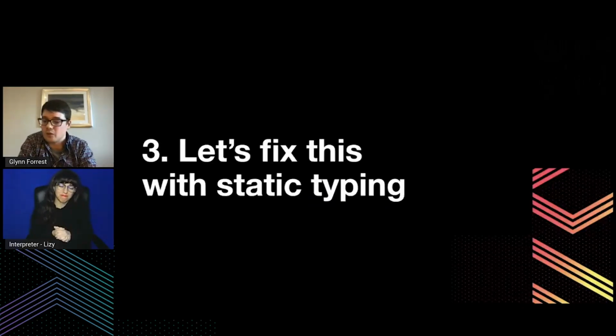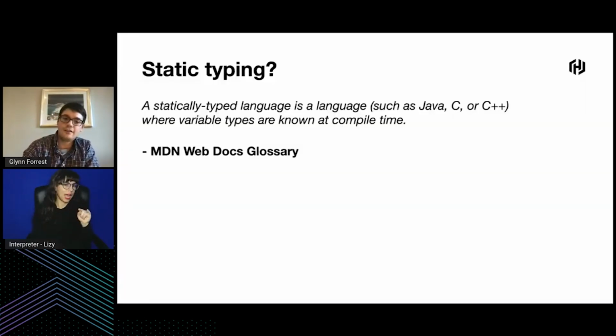Let's try one more time. Let's fix this with what I'm going to call static typing. So what do I mean by static typing? Well, a statically typed language, a programming language, is a language where variable types are known at compile time. So before you even run the program, you have a rough idea of the inputs and outputs and the way that data is going to flow through the program.